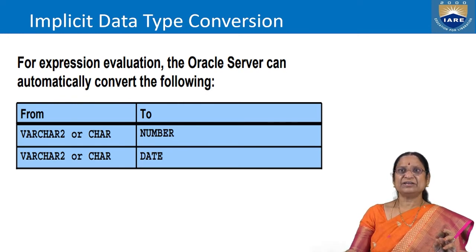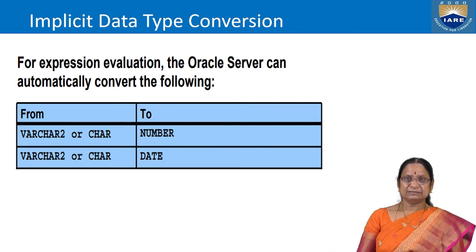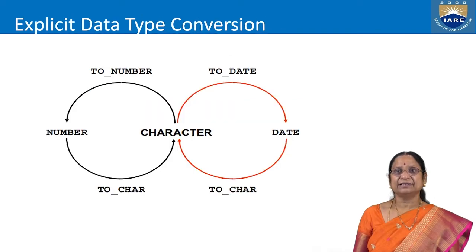For expression evaluation, the Oracle server automatically converts the following. When we are doing expressions, if some of the variables have character type data, it will be automatically converted to number. Similarly, date will automatically be considered as character, and character to date can be converted.